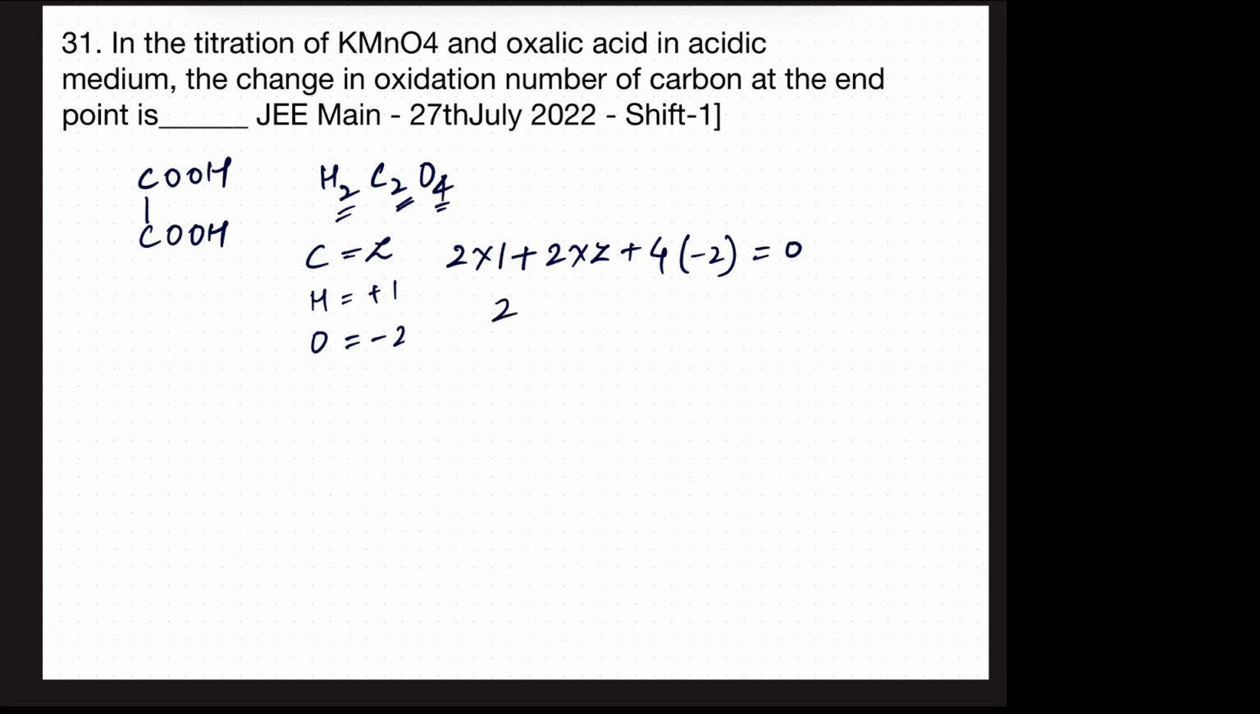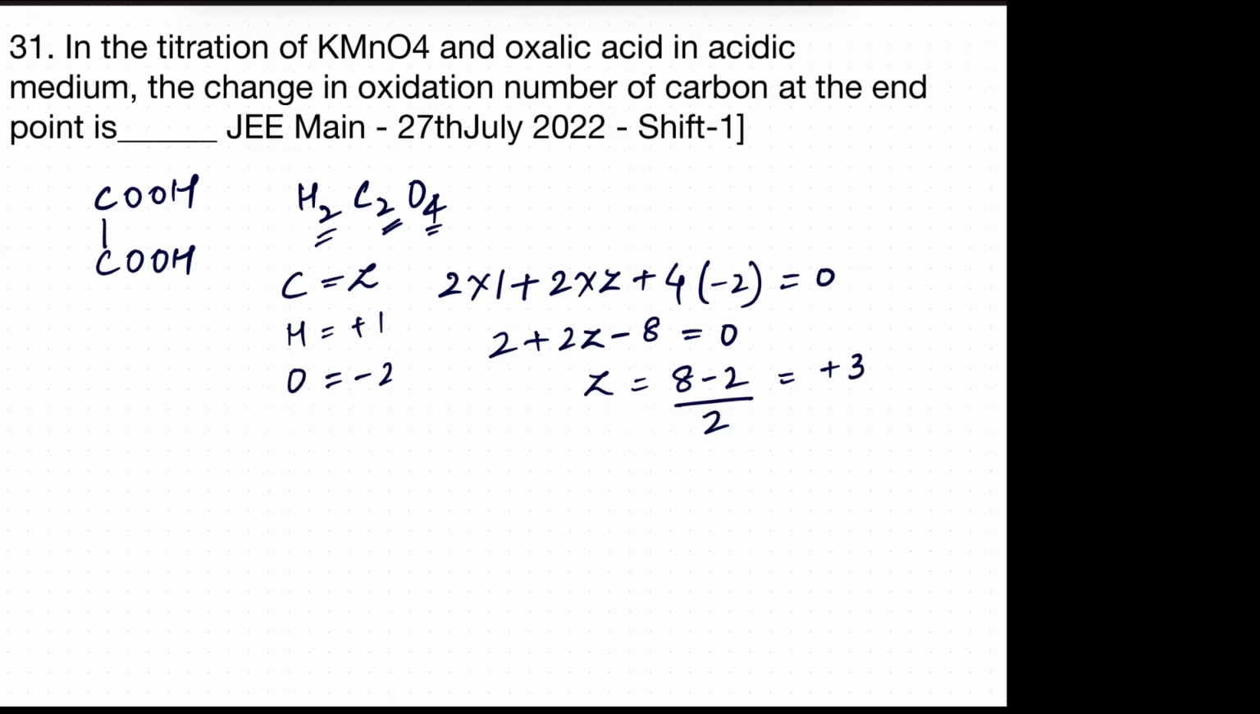So this is equal to 2 plus 2Z minus 8 is equal to 0. Solving, Z will be equal to 8 minus 2 divided by 2, which is equal to +3. So oxidation state of each atom of carbon in oxalic acid is 3. Now when oxalic acid is treated with KMnO4 in acidic medium, oxalic acid changes to CO2.